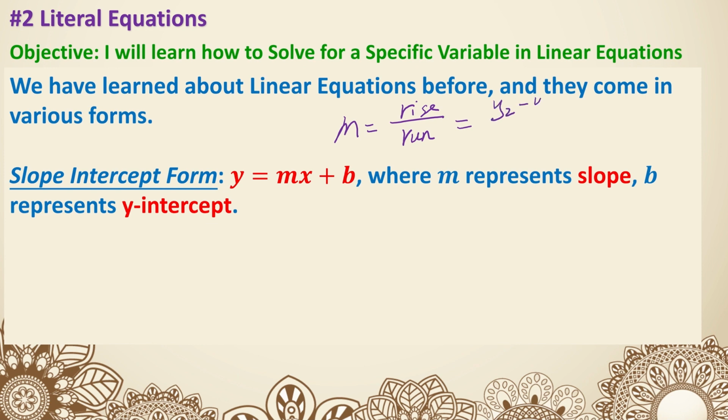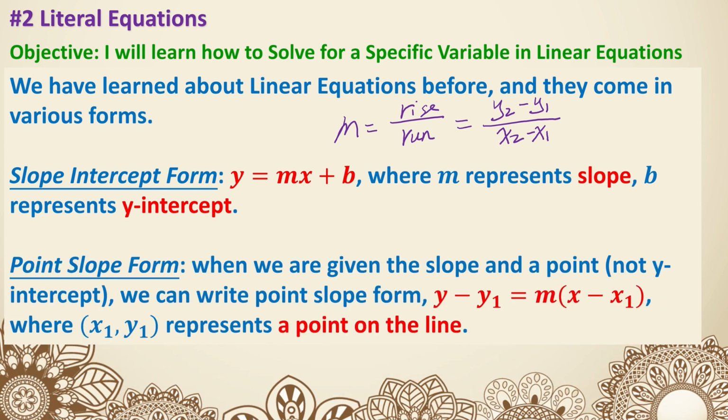So y2 minus y1 over x2 minus x1. This year we're going to still work with your slope, but we are going to use it more in the formula, not depending on the graph. And because of this form, we actually have a second linear equation form, and that is called the point-slope form. When we are given the slope and a point, not a y-intercept, we can write a point-slope form.